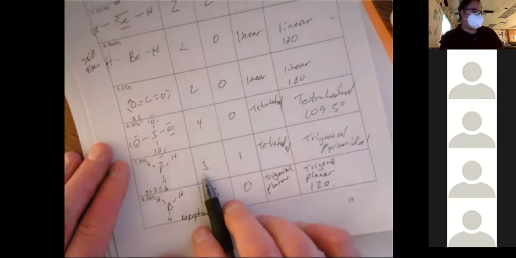All right, let's do this last one. PH3. Who's in the center? Uniqueness says P. H is all around it. P has 5 valence electrons it's bringing to the party. H has 3, so it's a total of 8. 2, 4, 6, 8. 3 bonded atoms, 1 unshared pair. So again, that's tetrahedral arrangement, but trigonal pyramidal shape. Remember, tetrahedral arrangement just means that this plus this equals 4. Trigonal pyramidal shape leaves us with a 107-degree angle. Let's put that up here, 107. Cool.